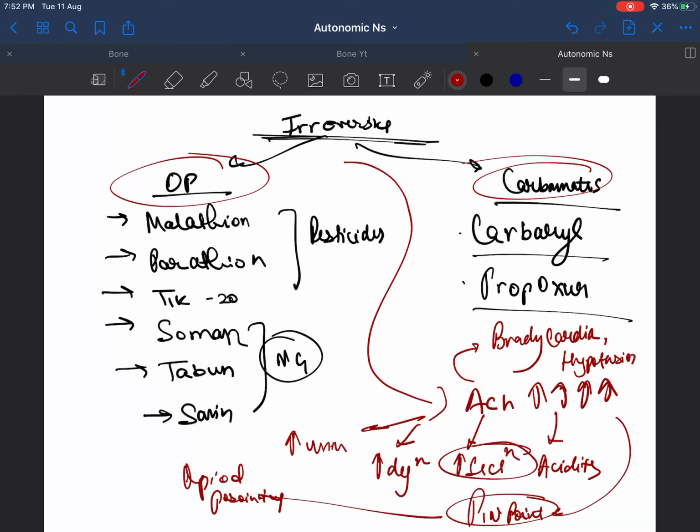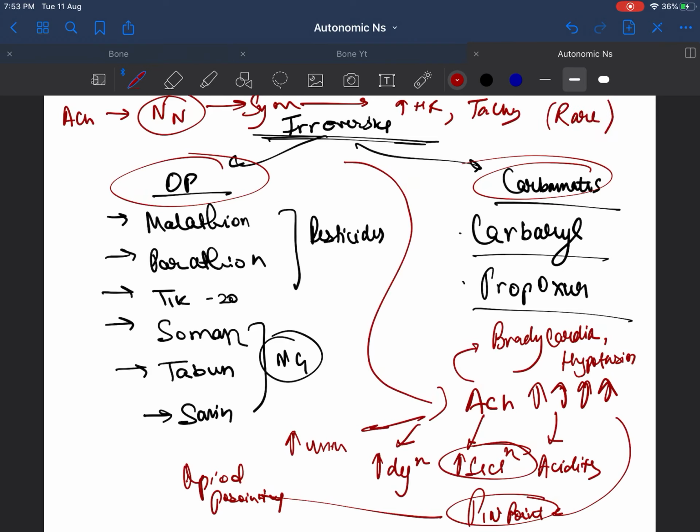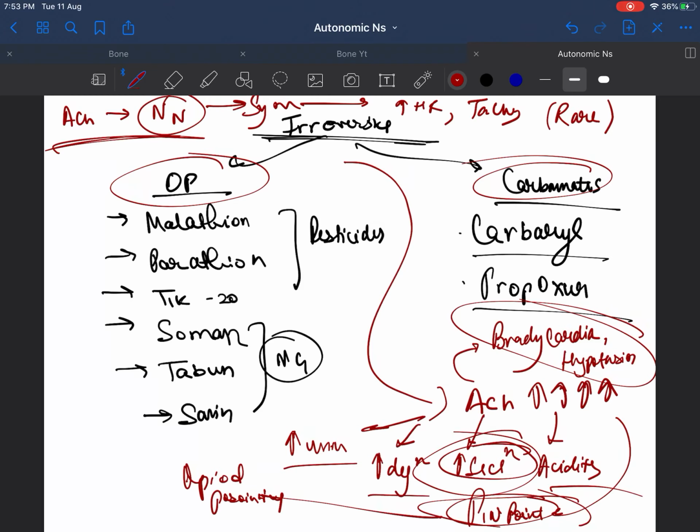But in very rare cases, it can lead to hypertension and tachycardia also, because we have discussed earlier that ACh in high doses actually acts on the NN receptors also, and it will lead to sympathetic stimulation also. It can lead to increased heart rate. But it's very rare because you need a lot of acetylcholine in your body to do this. So in most cases, you will suffer from bradycardia, hypotension. Your person will have a lot of secretions, and there will be pinpoint pupil, acidity, defecation, more urine output. So this is what irreversible inhibitors do to the person.